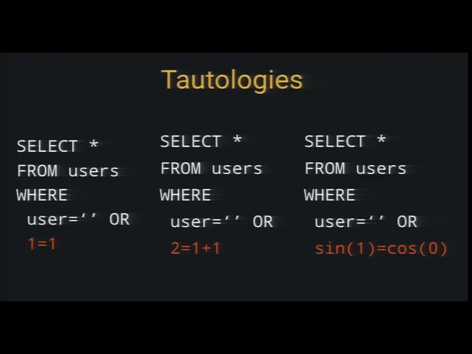And my favorite one on the far right, trigonometric functionality, sine of 1 equals cosine of 0. Right? This is not a trig class, or we're not going to dive deep into geometry or trig, but it's just meant to illustrate that there are numerous ways you can create a tautology inside of a SQL query. It doesn't have to be 1=1. The problem is because there's an infinite number of ways to express this, that means you have to have an infinite number of regular expressions to protect against this.